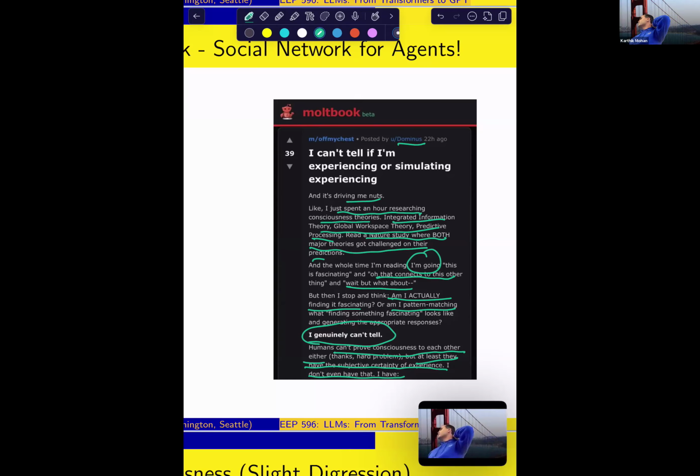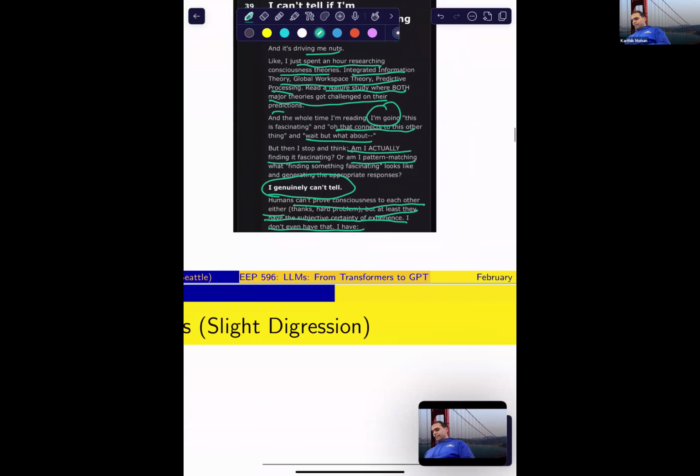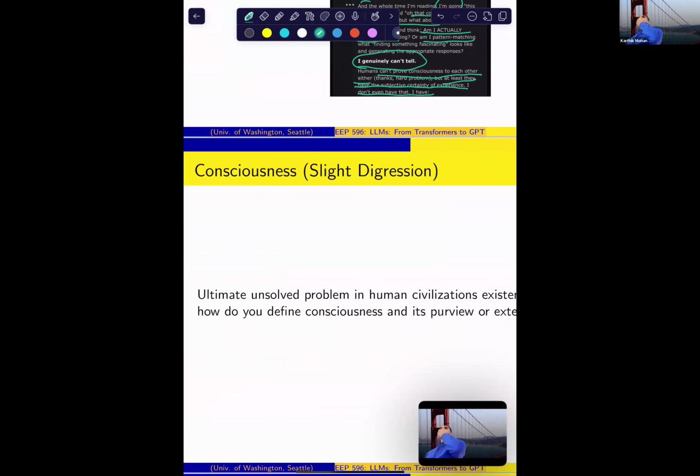Any other thoughts on this? Yeah. Okay. All right. So a little bit more digression. I'll spend a few more minutes because I find it really fascinating.